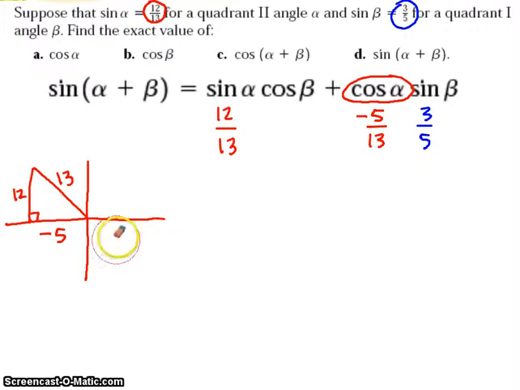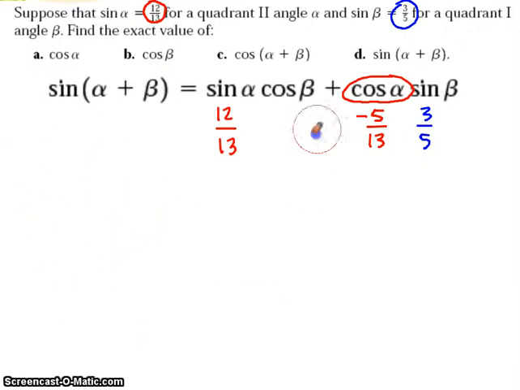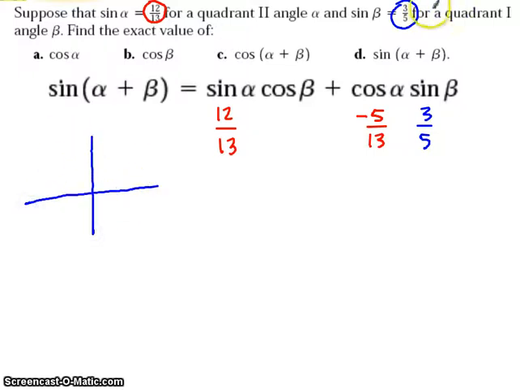And so let's go ahead and figure out the cosine of beta. Okay, so we're told that beta is in quadrant 1. And we know that sine is y over r, so we have a 3 and a 5 here. And I don't even need to use the Pythagorean theorem here because this is a 3, 4, 5 triangle. And the 4 is going to be a positive. So we have a 4 over a 5 here.